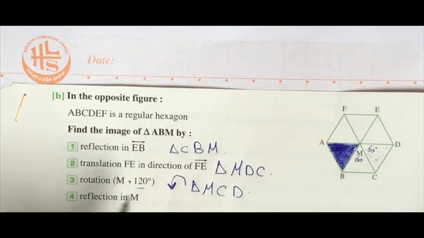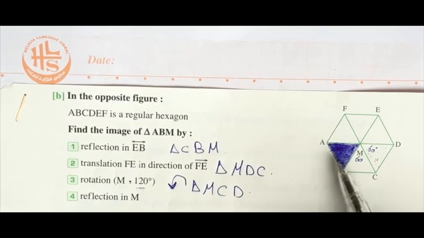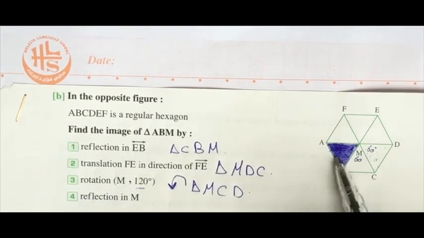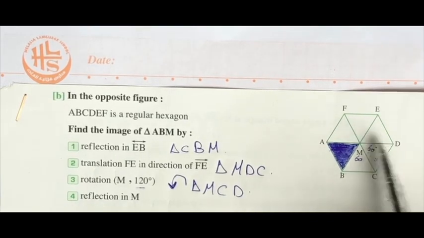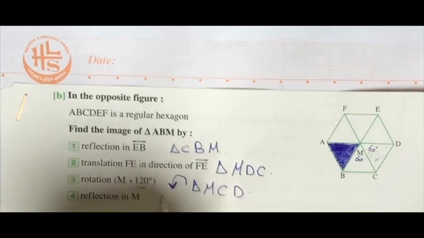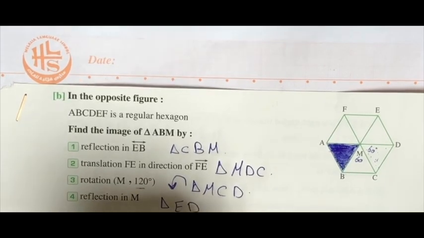Fourth, number 4, reflection in M. The meaning of reflection in M, it means reflection on the origin point. So the triangle ABM, its image by reflection in M is going to be triangle EDM.